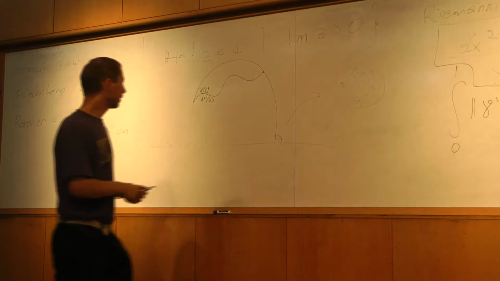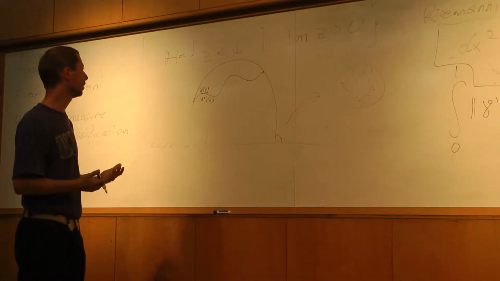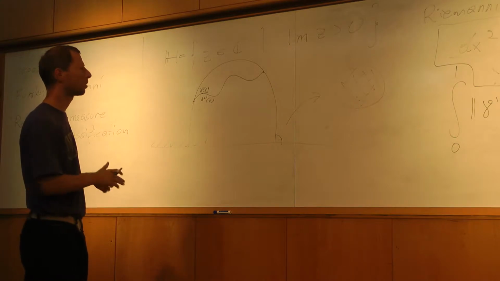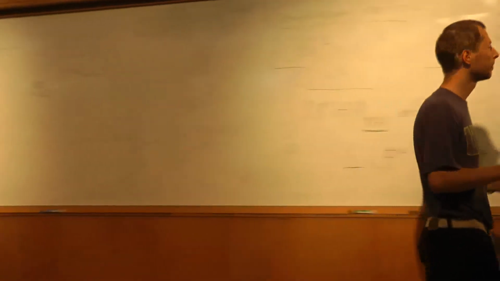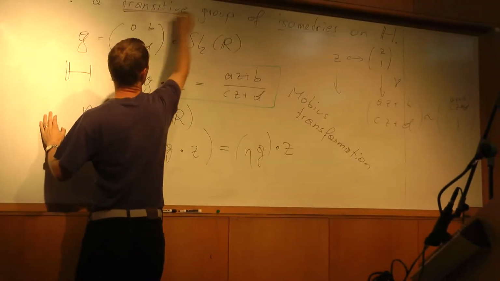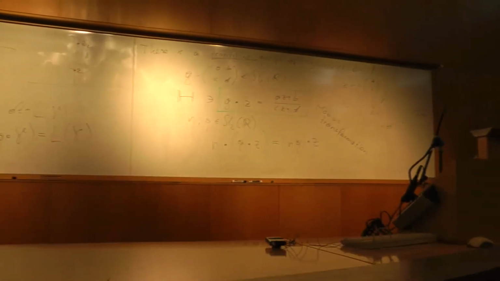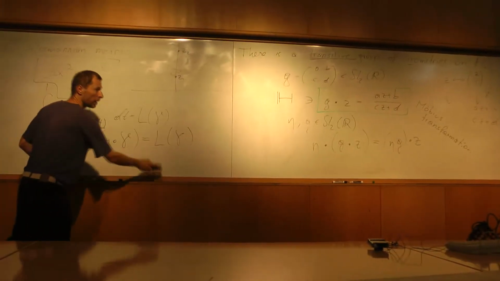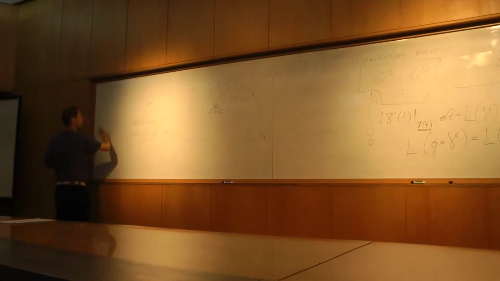Now that you know that, you can answer, okay, why is it transitive? Right? Transitive. What does transitive mean? Transitive means that any point I can map to any other point. Let me tell you why I can map i to any other point. And if I can go anywhere, then any point can go to any other point because a group is acting.